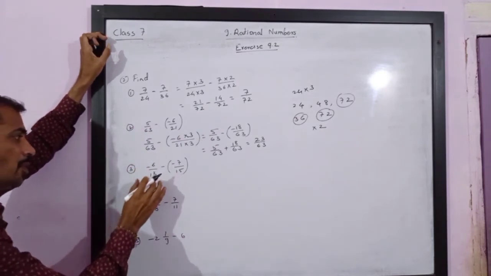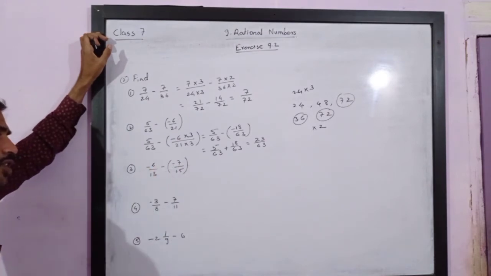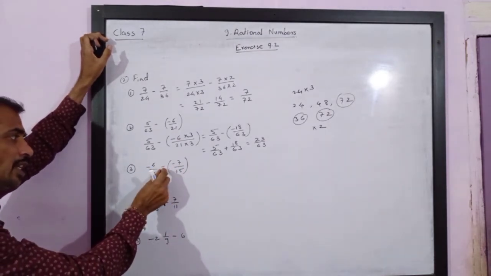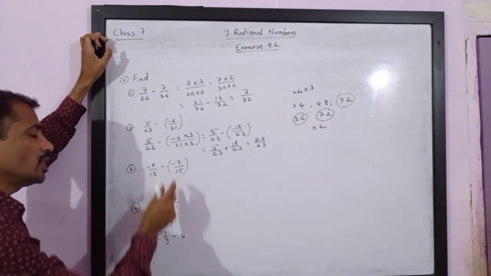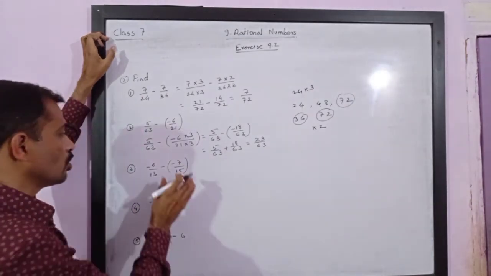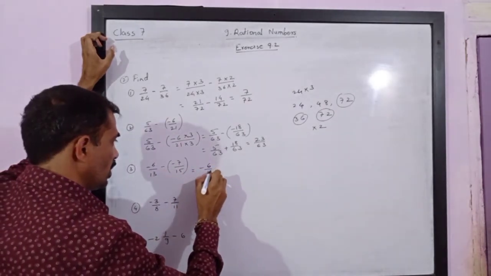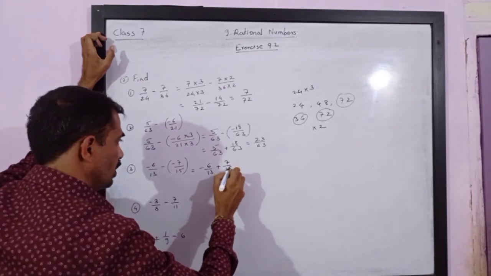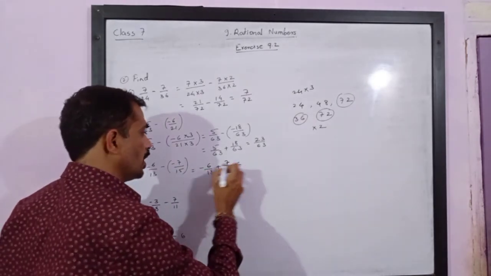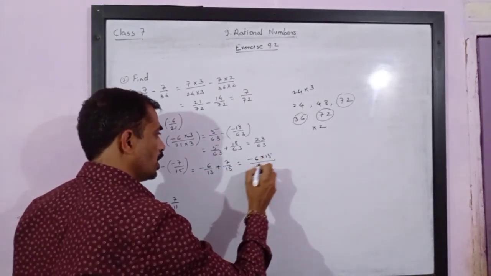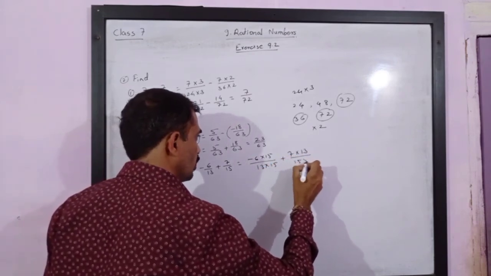Next is negative 6 upon 13 minus 7 upon 15. Negative into negative is positive, or subtraction of negative rational number means addition of its additive inverse. So addition of plus 7 upon 15. So this is equal to minus 6 upon 13 plus 7 upon 15. Please note denominators are not same. We need to make the denominator same. For this we multiply negative 6 into 15 upon 13 into 15 plus 7 into 13 upon 15 into 13.